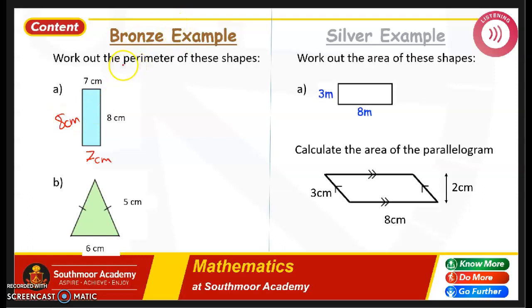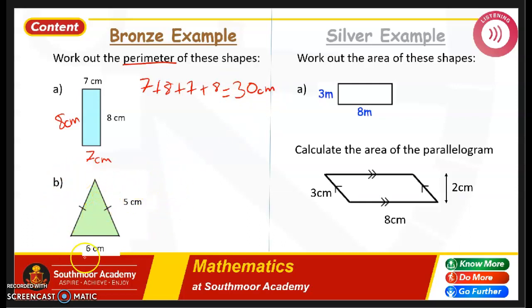Now, because it's asked us to work out the perimeter, it means we're working out the outside of the shape, the length of the outside of the shape. So we're going to be adding all of these sides together. So 7 plus 8 plus 7 plus 8, giving us a value of 30 centimetres.